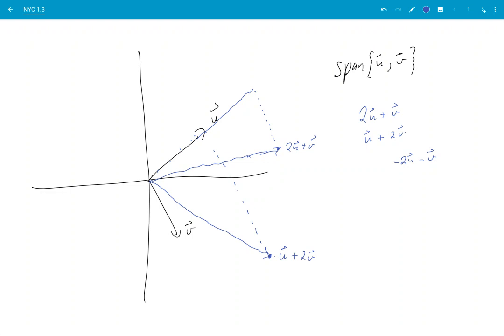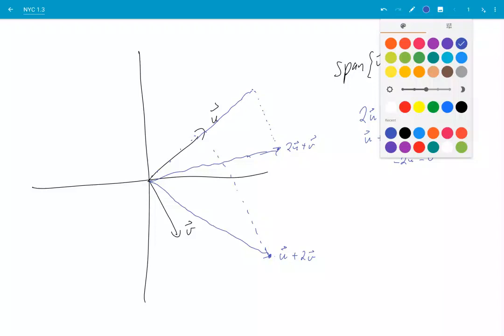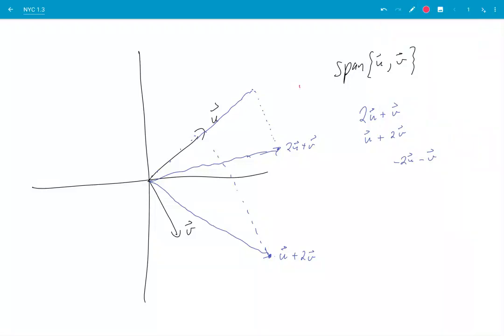Okay, here's a question you should ask yourself. Is there any point in the xy plane that I cannot get to with a linear combination of u and v? So imagine all these points. I can in fact get to any of them, right? Just by choosing the right linear combination.